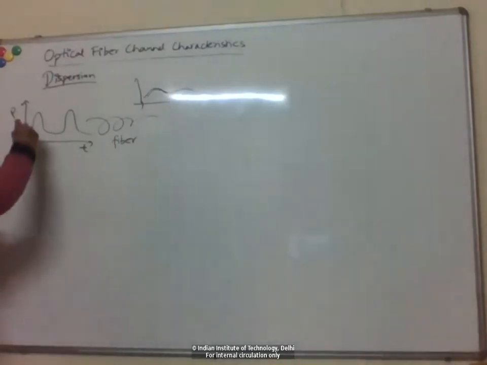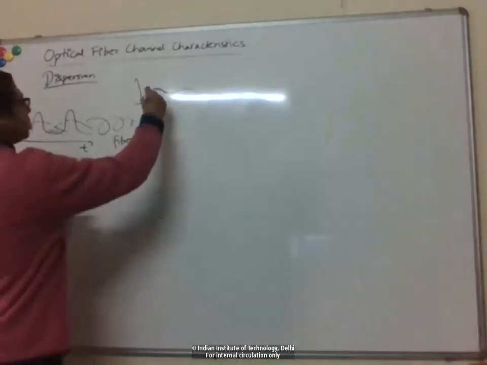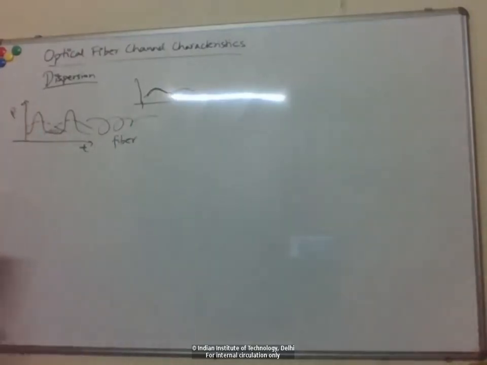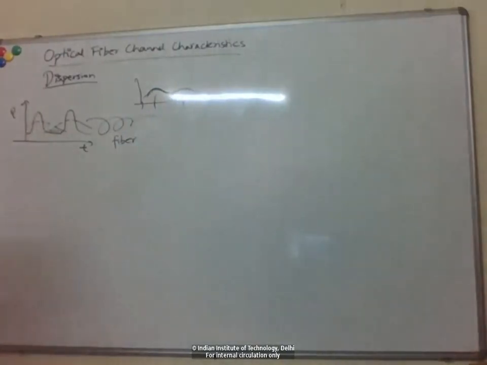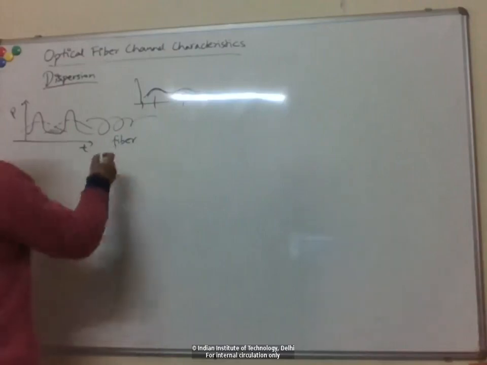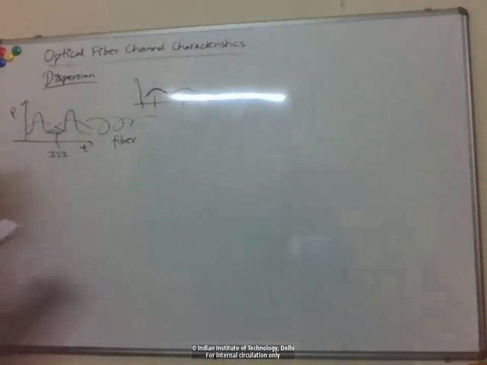So we start broadening, and if they broaden enough, then neighboring pulses can start interfering with each other. Okay, and then you can see that you lose your signal. So it limits your data rate. You need some minimum separation between the bits to reconstruct the data. Right, so this overlapping between neighboring bits is known as intersymbol interference, or ISI.